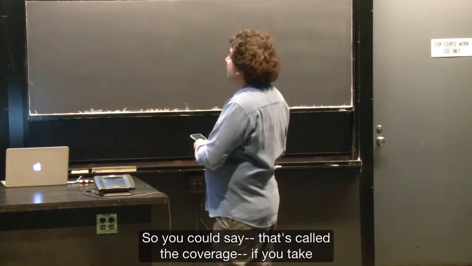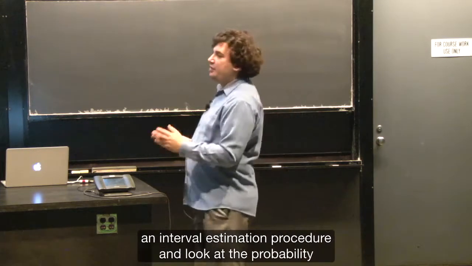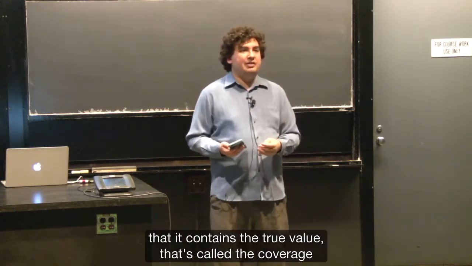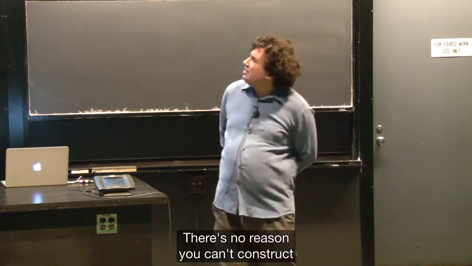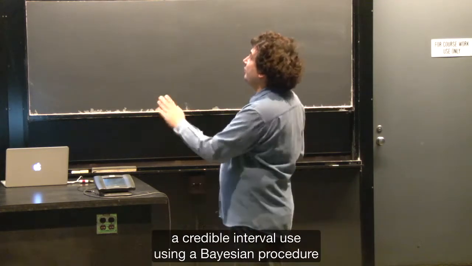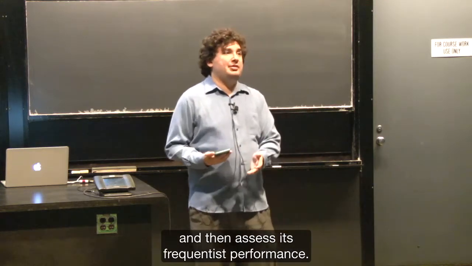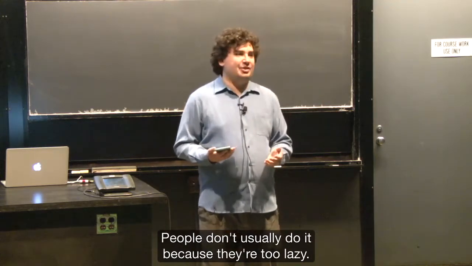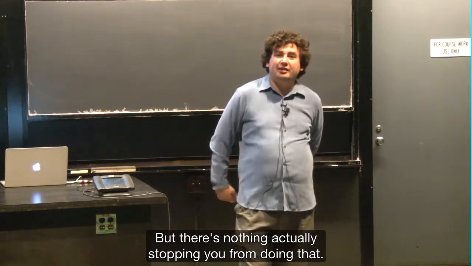So you could say, that's called the coverage problem. If you take an interval estimation procedure and look at the probability that it contains the true value, that's called the coverage probability. There's no reason you can't construct a credible interval using a Bayesian procedure and then assess its frequentist performance, right? There's nothing stopping you from doing it. People don't usually do it because they're too lazy, but there's nothing actually stopping you from doing that.